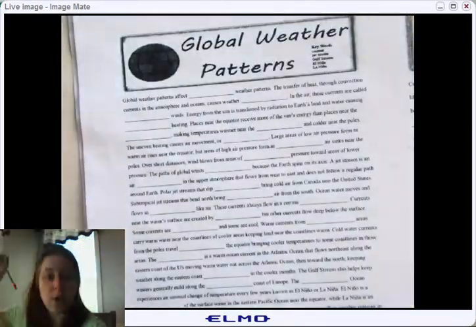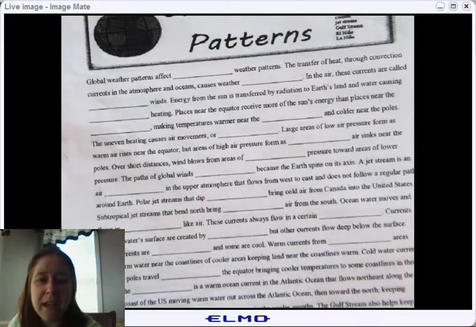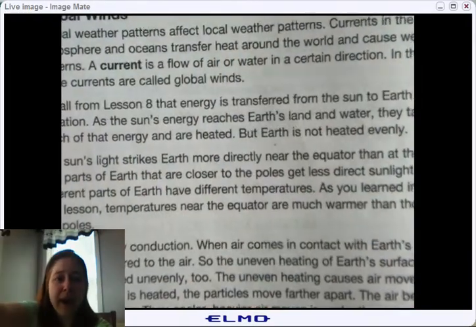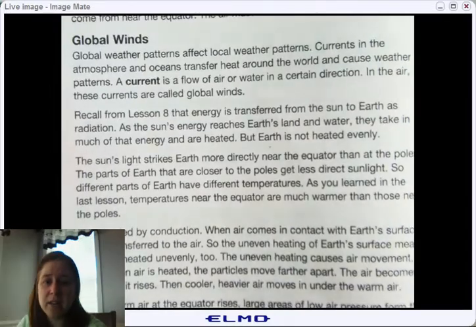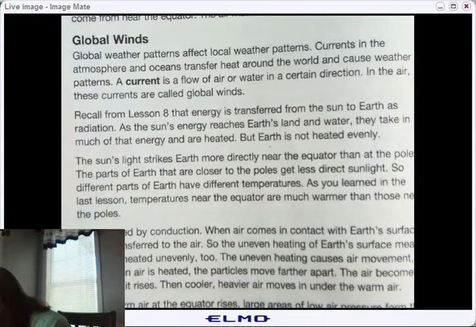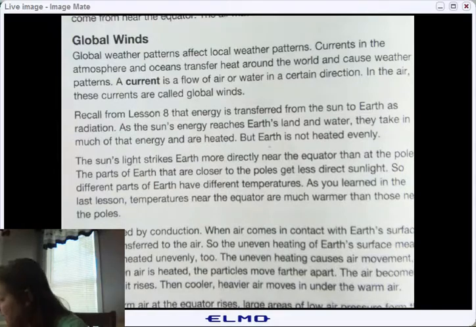Okay, so let's look at the first question. Global weather patterns affect blank weather patterns. Global weather patterns affect, very first line there, what kind of patterns? Local, so that's your very first one. The transfer of heat through convection currents in the atmosphere causes weather blank. So we have not gotten to convection. I have not seen the word convection here, so we'll keep reading, and if we don't see it, then we'll come back and look at it, okay?